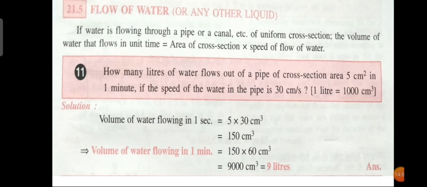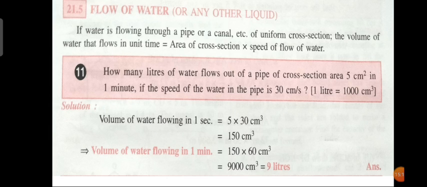5 into 30 centimeter cube, that is 150 centimeter cube. Okay, and for 1 second you have calculated, because the area of the cross section and the speed is given per second. So you have to calculate the volume for 1 minute. First you have to calculate the volume of 1 second. Okay, that's 150 centimeter cube.